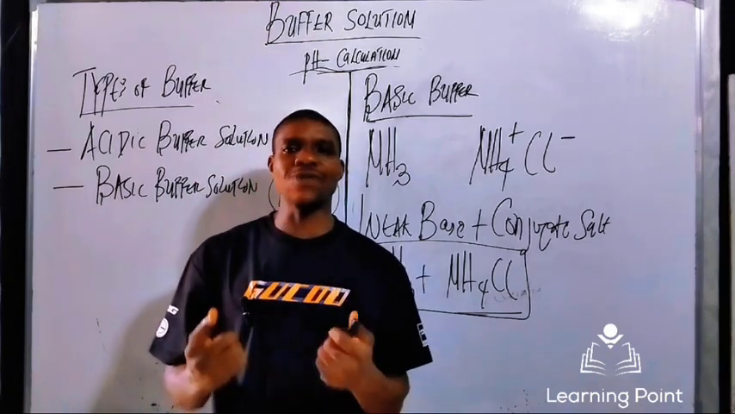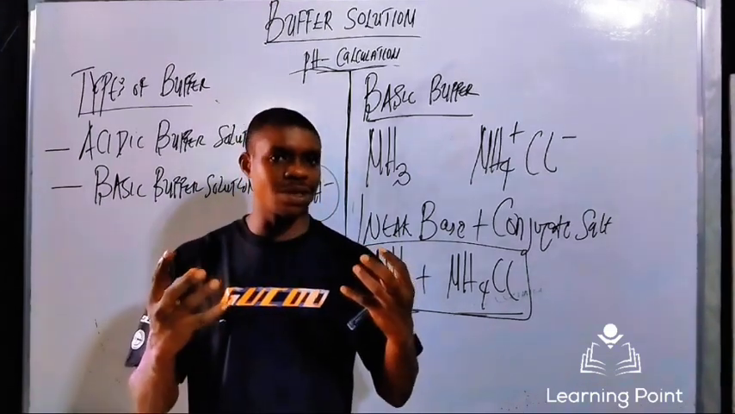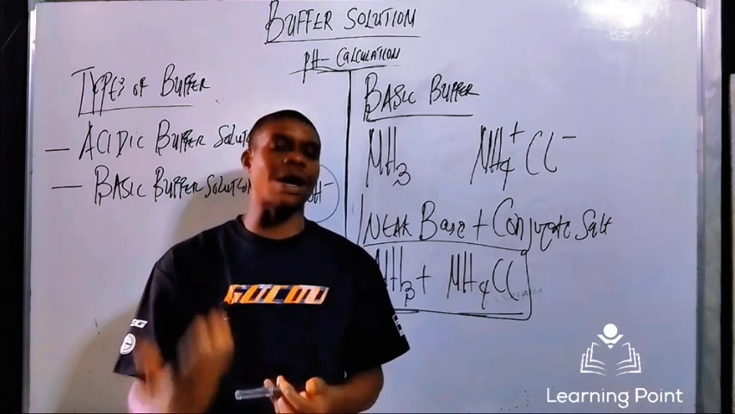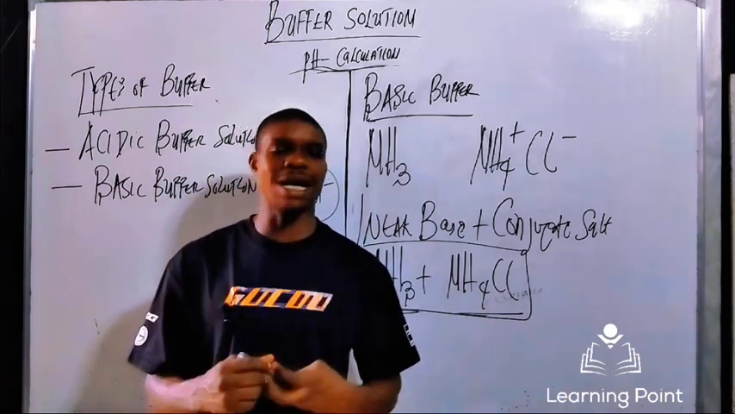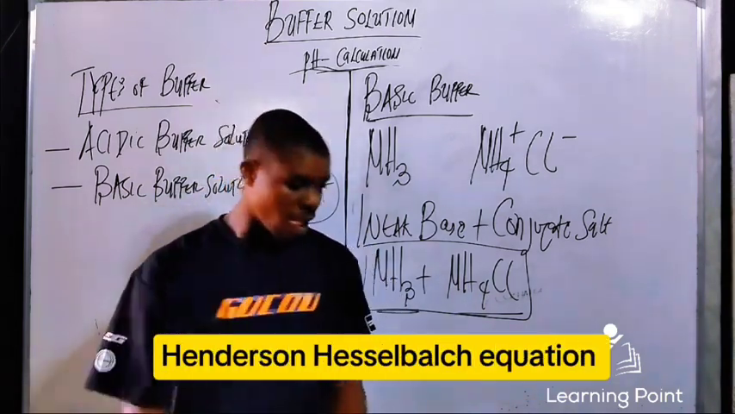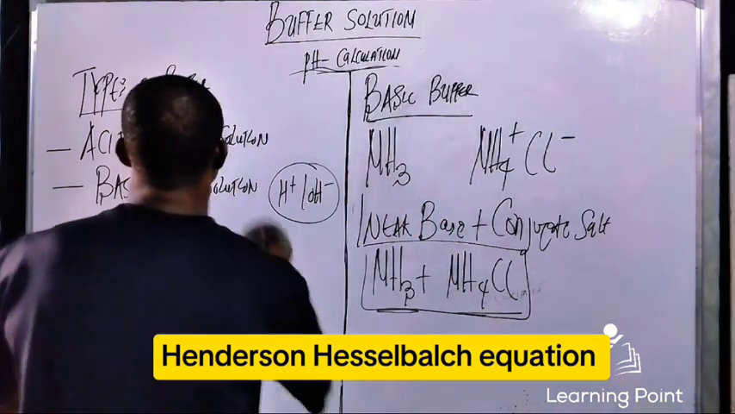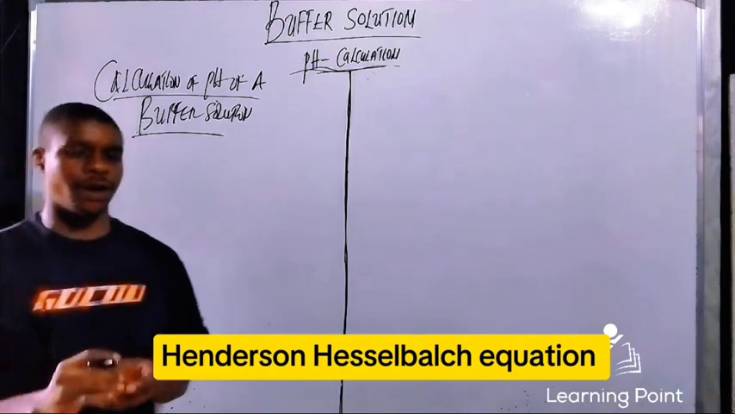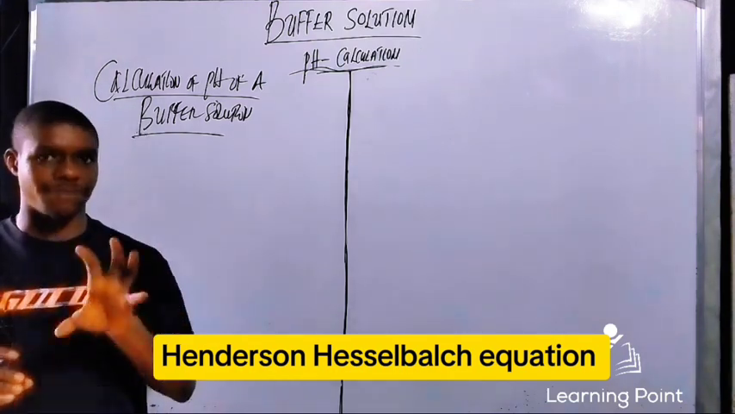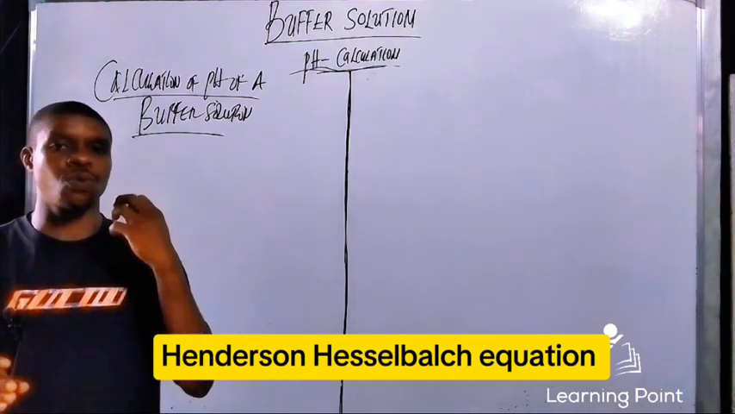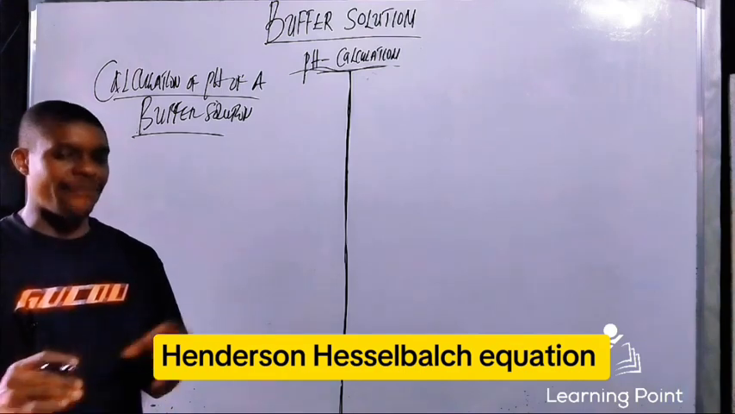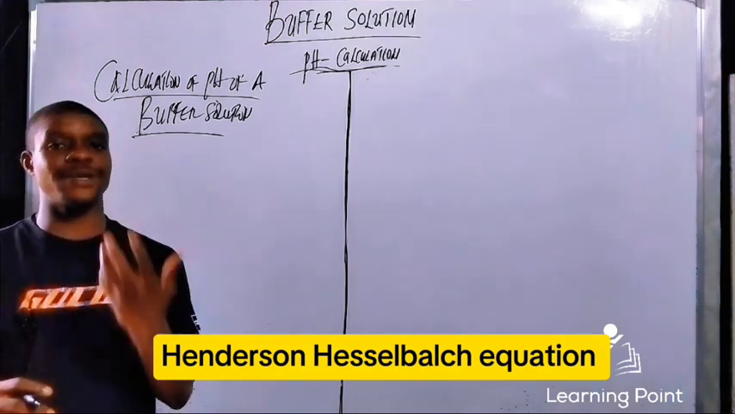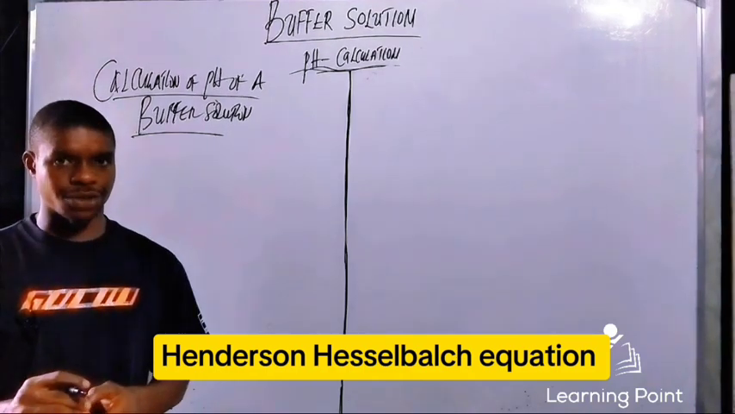So now you have the idea of what we call a basic buffer and an acid buffer. The next thing you want to look at is how to calculate the pH of a buffer solution. This is where you use the Henderson-Hasselbalch equation. It is a very special formula, derived because a buffer solution contains an acid and its conjugate base, so two of them must be involved in the calculation.